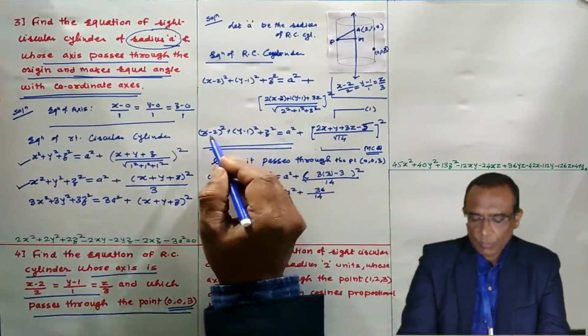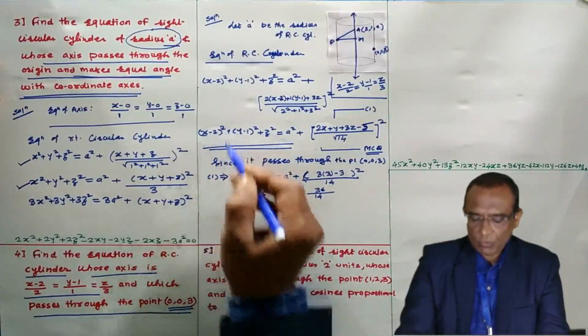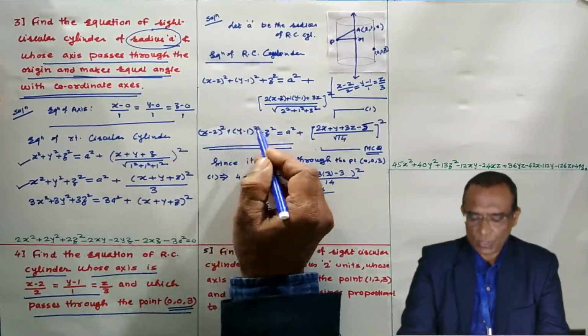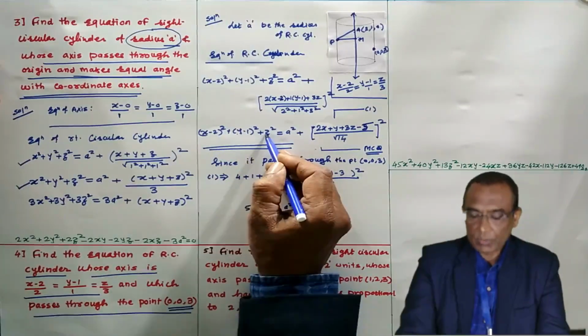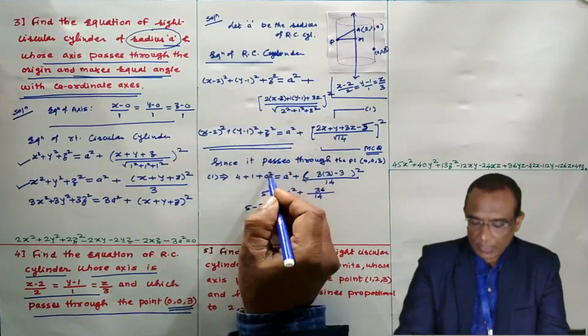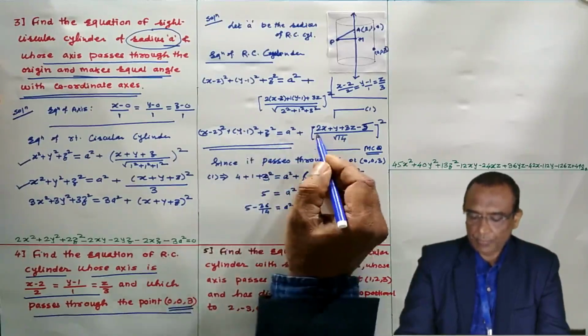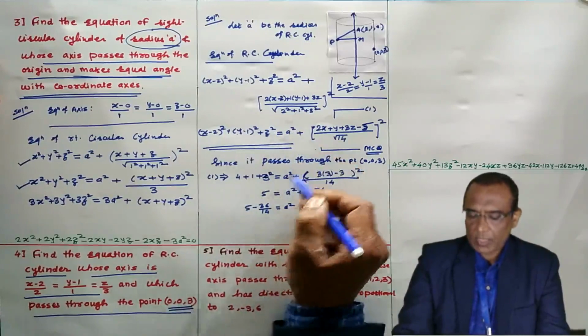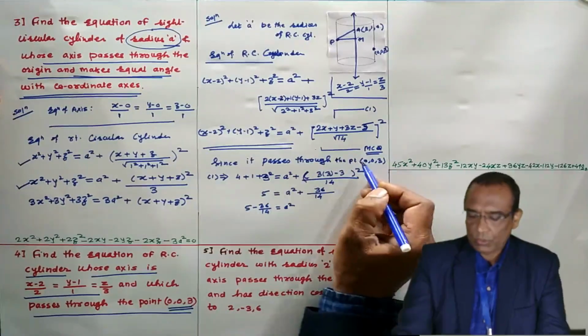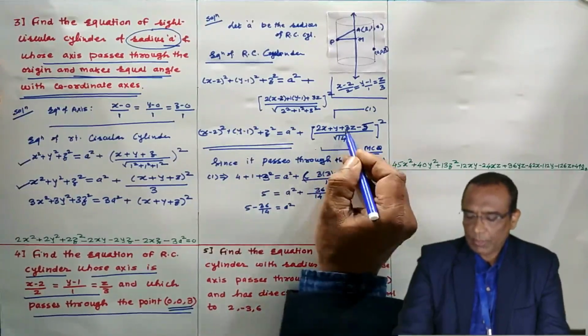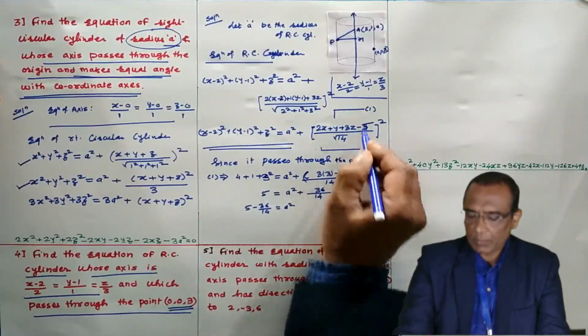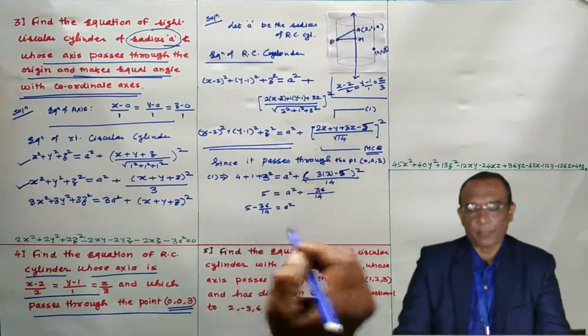If you put x equal to 0, (0 minus 2) square is 4. If you put y equal to 0, (0 minus 1) square is 1. If you put z equal to 3, then 3 square is 9 here. 3 square I am writing, a square as it is. Put x equal to 0, put y equal to 0, 3 multiplied by 3 is 9 and minus 5.